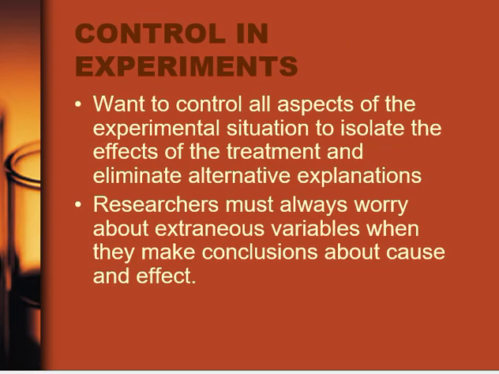We talked about this a little bit already, but we have to really focus on control in experiments. We want to control all aspects of the experimental situation in order to isolate the effects of the treatment, or the condition, as well as alternative explanations on what could be influencing our dependent variable, our outcome variables. And it's important that we think about all these different variables that could be influencing our outcome variables.